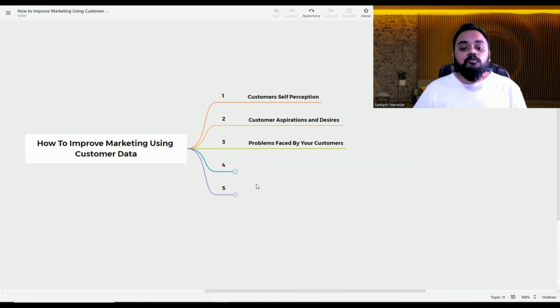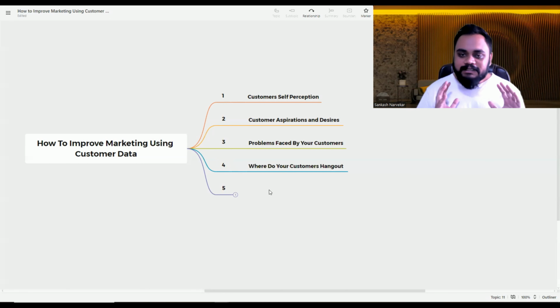Now let's move on to the fourth aspect over here, which is, where do your customers hang out? Now, when you understand your customer really well, okay, when you understand what are their aspirations, what do they actually want, when you understand what are their problems, it's now time to put out the message, and it is now time to actually help them with the information that you have. Now, how do you help them? It is really important to understand where do they reside, right?